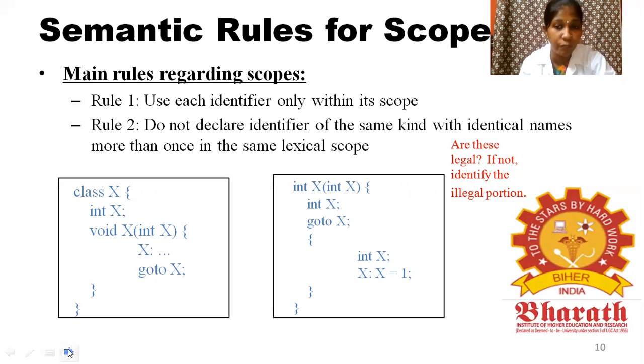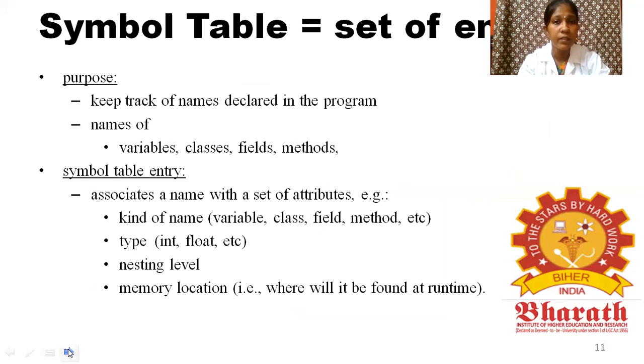Now we need to identify whether these portions are legal or illegal with regard to the semantic rules. Whenever we use semantic analysis, our main objective is to store the data in the right manner. For storing that data, we have a data structure known as the symbol table, that is, a symbol table is a set of entries. All these functions, variables, methods, objects, classes, everything will be stored inside the symbol table.